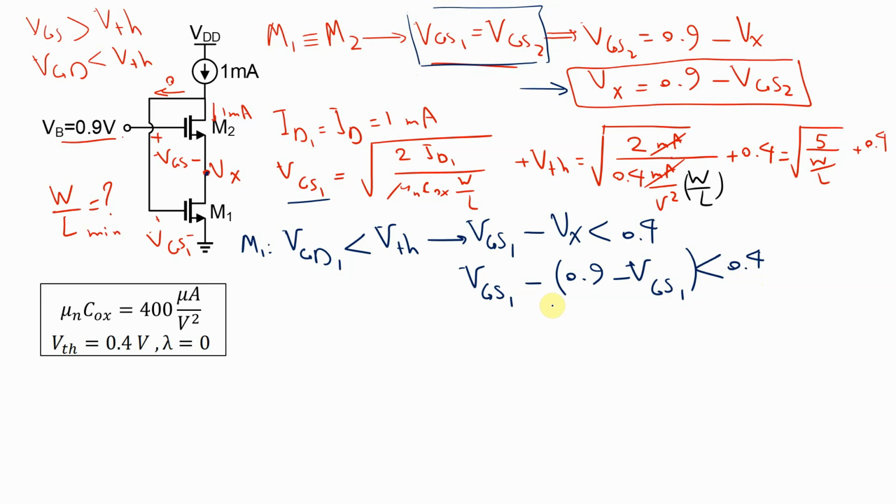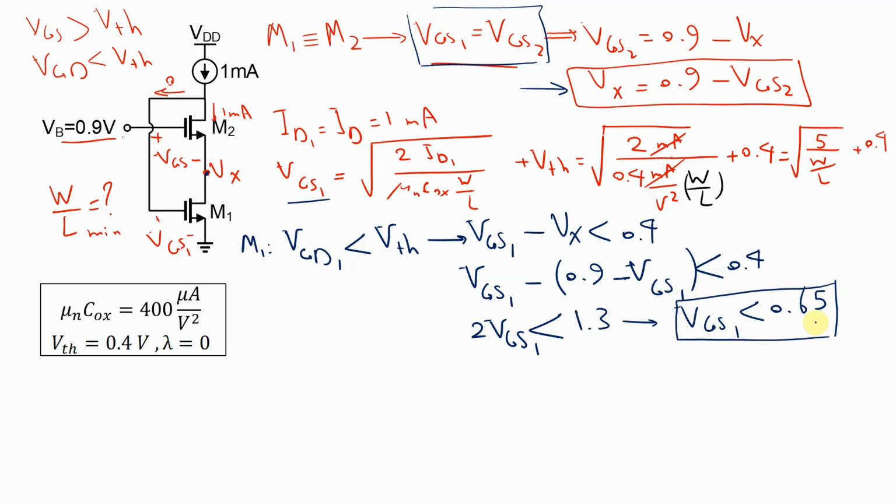So if I just simplify this minus and minus 2, we have 2 with gate source 1 minus 0.9. If this one goes to the right hand side, it becomes plus 0.9 plus 0.4, which is equal to 1.3 on the right hand side. So gate source 1 has to be less than, I think, 0.65 volt. This is the first condition for gate source 1. Okay, let's call this something like this.